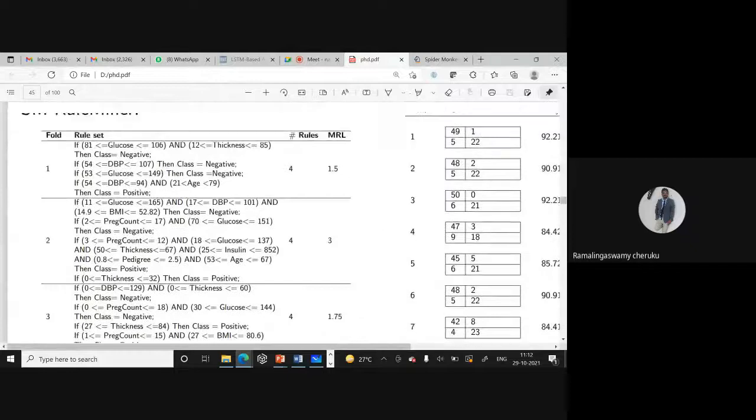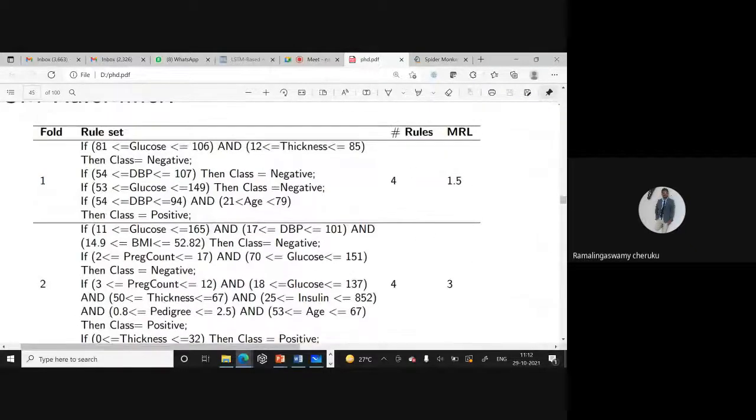If you carefully observe the rules, the glucose is between 81 to 106. Because if I'm not a medical background person, I don't know what thickness is, what DBP is, we don't know some of that. If you don't have any basic knowledge, how can a non-medical person interpret this? Of course, to some extent we can interpret this rule, but still I want more interpretability.